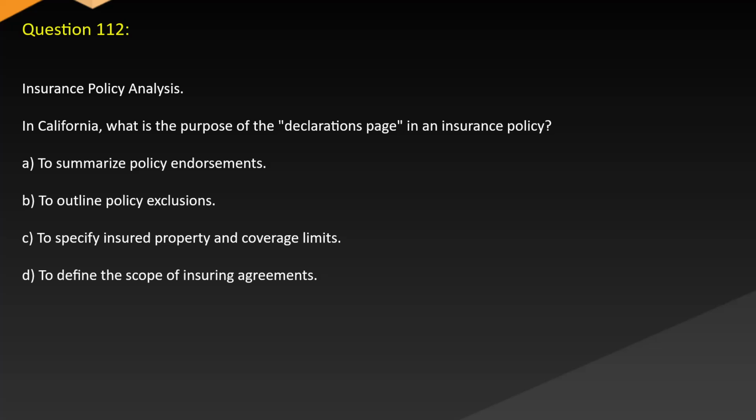Insurance Policy Analysis. In California, what is the purpose of the declarations page in an insurance policy? A. To summarize policy endorsements. B. To outline policy exclusions. C. To specify insured property and coverage limits. D. To define the scope of insuring agreements.